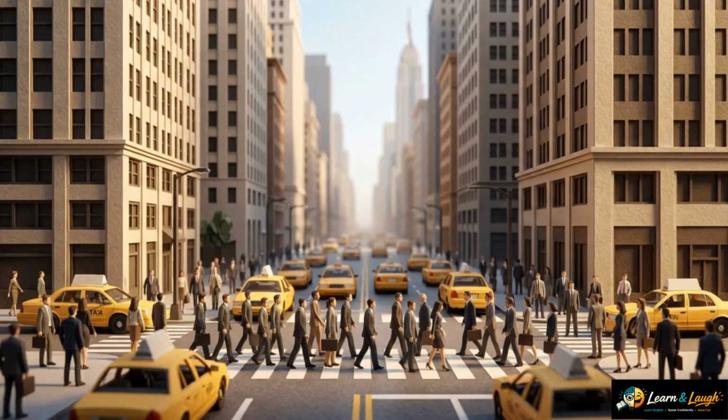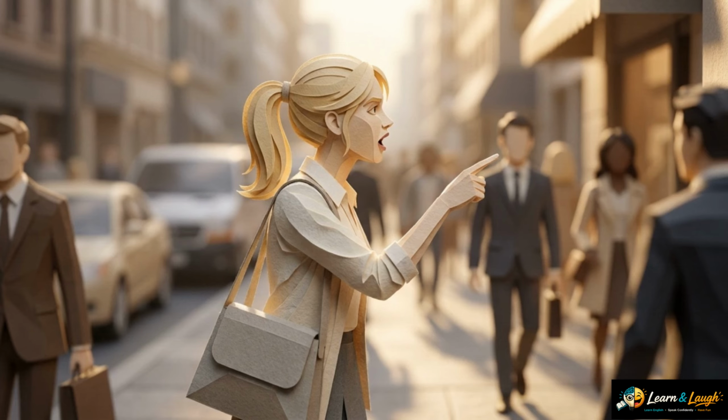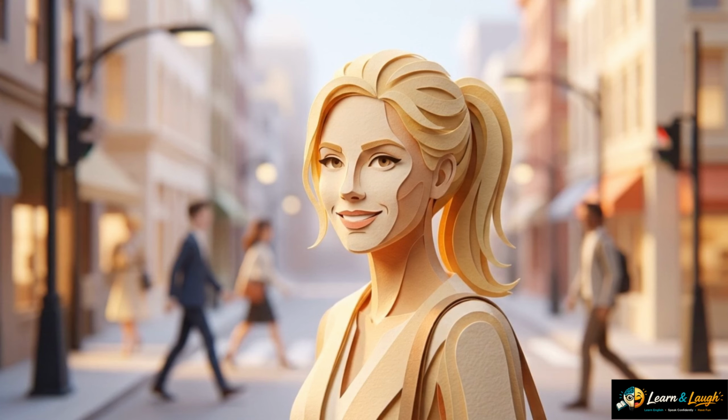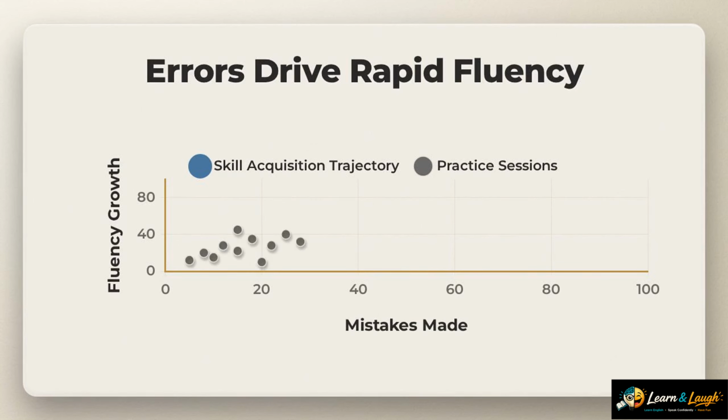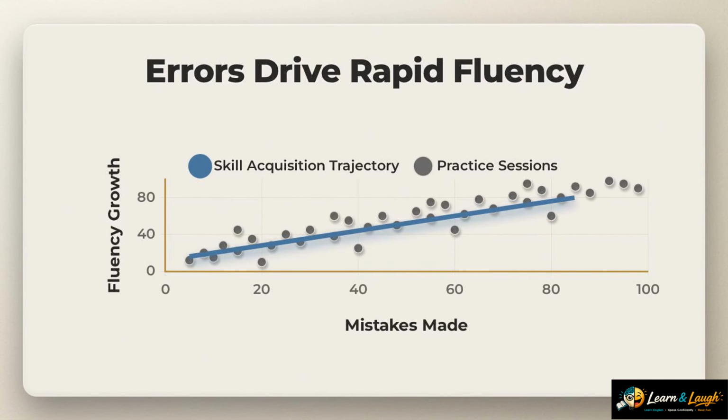Days 5 and 6 focus on chaotic environments like busy city streets. You will describe what you see in real time, building the stamina to keep speaking even when you make mistakes. This scatter plot tracks fluency growth against the number of mistakes made. The steep positive correlation shows that a high volume of errors is a prerequisite for rapid skill acquisition.